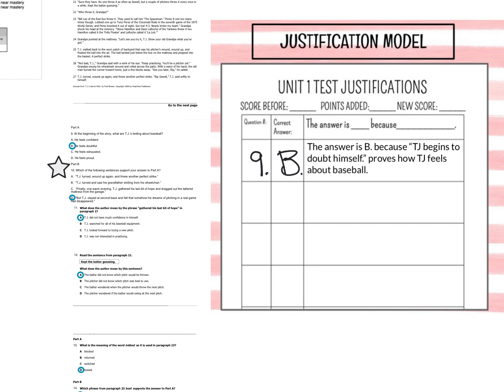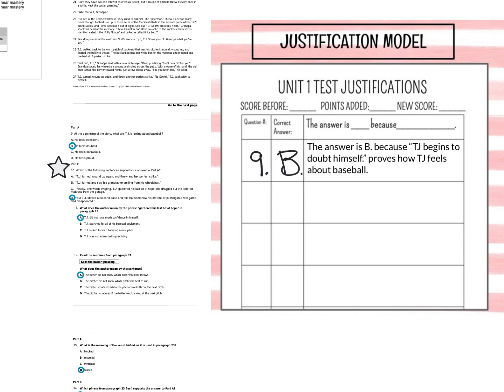So I've gone back to the text, I've given the best answer, and I've given evidence to support the best answer. Now remember, I'm providing the best answers. It is your job to explain or justify what makes that the best answer. Now let's look at a part B. They can be tricky, but if you understand the pattern, they're actually pretty simple.